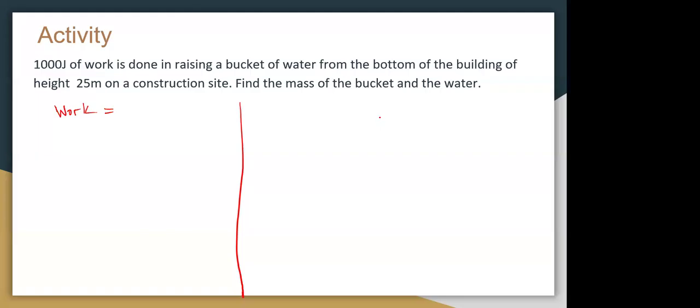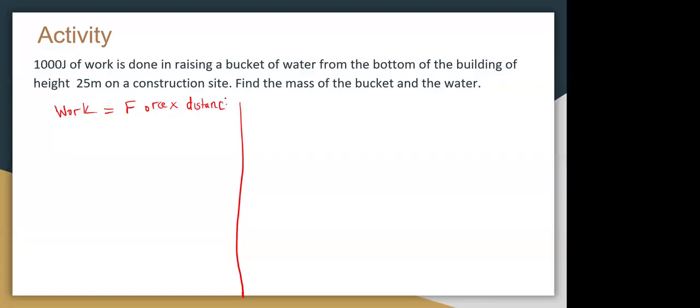Yes, Bethany? So I think you should divide 1,000 by 25 so that you can get 40. You get 40. 40 newtons. Work is equal to F times D. So giving you 1,000 out of 25 newtons, giving you 40 newtons. Okay.